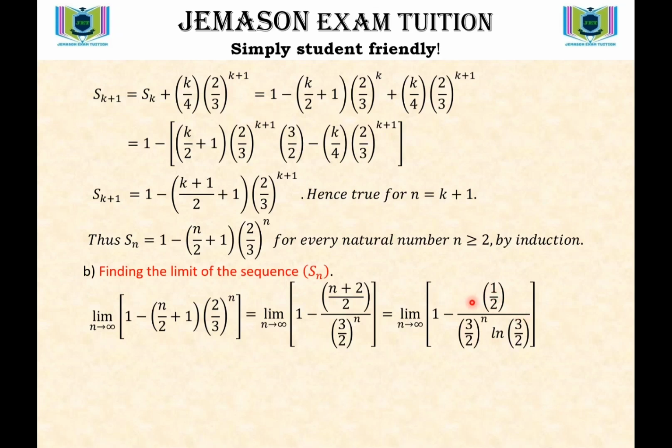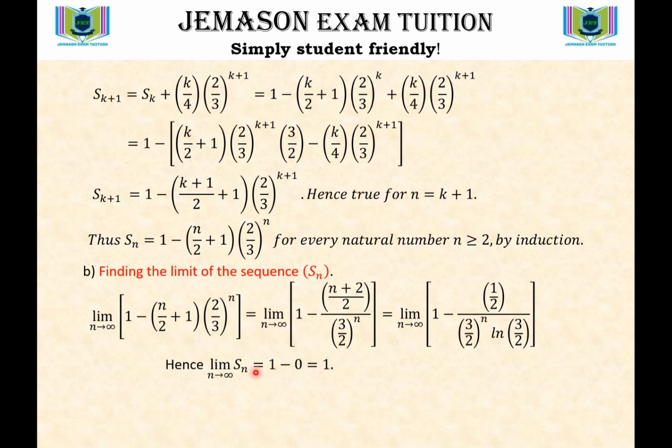And from here, the limit as n tends to infinity of half is half, and the limit as n tends to infinity of 3 over 2 to the n is infinity, so that the limit as n tends to infinity of half all over infinity gives 0, so that we then have that the limit as n tends to infinity of Sn is equal to 1 minus 0, which is equal to 1.